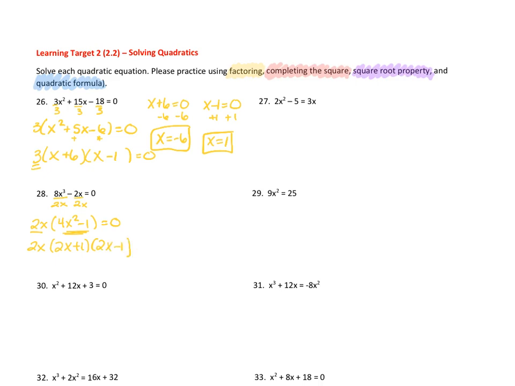Since I have 3 x's in this case, I'm going to get 3 solutions. So I'm going to set 2x equal to 0, 2x plus 1 equal to 0, and 2x minus 1 equal to 0. One of my solutions is going to be that x equals 0.